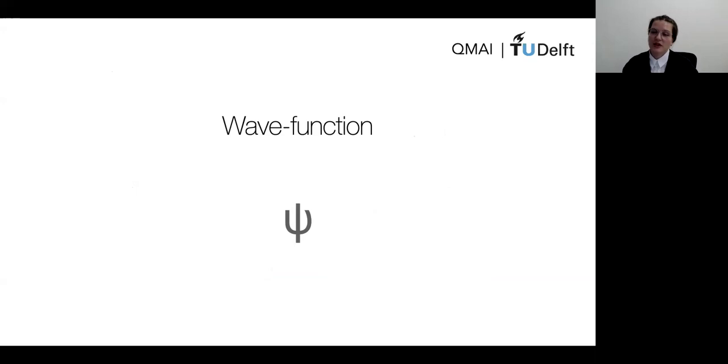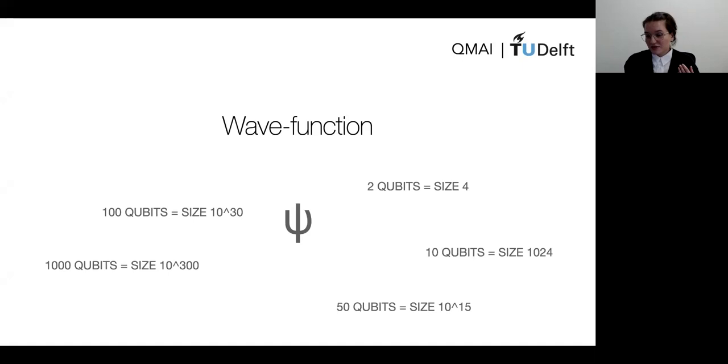So you may know that quantum states are represented by a wave function. And you may also know that this is a complex vector in some Hilbert space, but that's not super important right now. It's just an object that represents what the quantum state is. However, this object doesn't scale well.